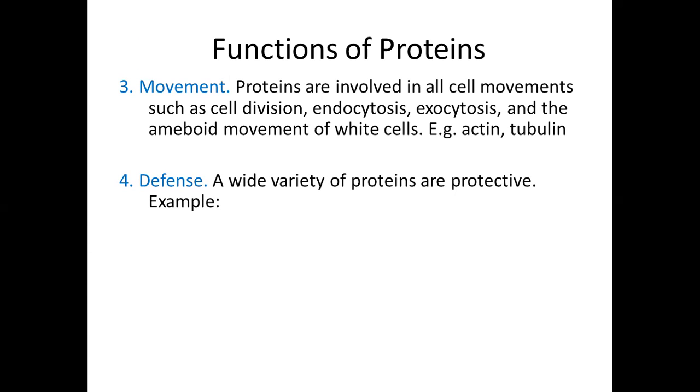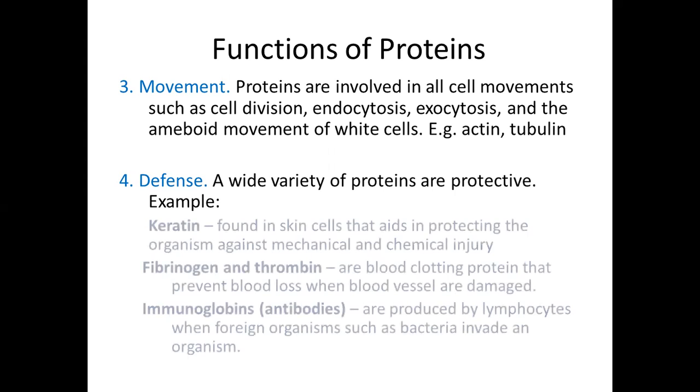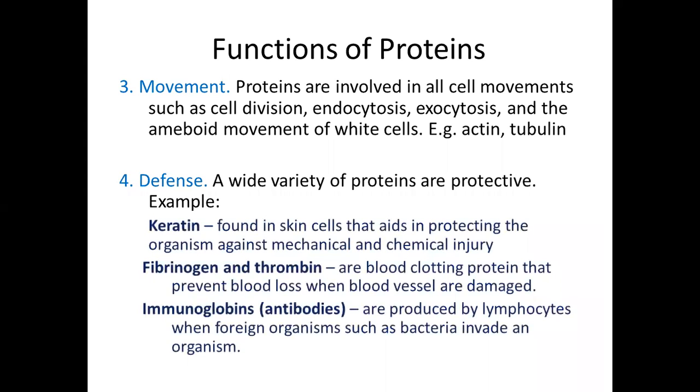Another function of protein is defense, and a wide variety of proteins, of course, are protective. Examples for defense are the antibodies or immunoglobulins. They are produced by lymphocytes when foreign organisms such as bacteria invade our organisms. We also have fibrinogen and thrombin. They are the blood clotting proteins that prevent blood loss when blood vessels are damaged. Remember when you get a wound, there is that one that's being produced. Those are the clots.